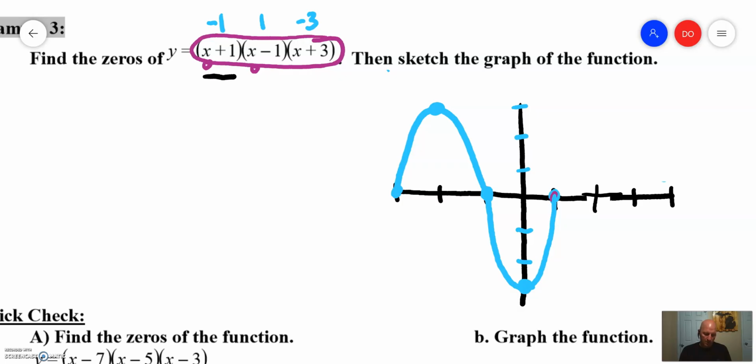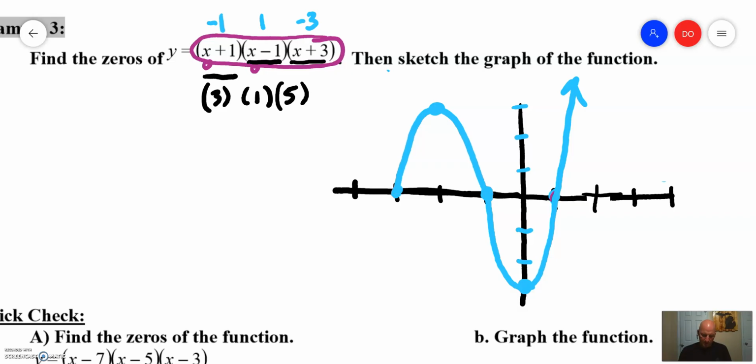So when I plug in 2 to this first binomial, that would equal 3. Plug in 2 to the second, that would be 1. And plug in 2 to the third, and that would be 5. Notice how I'm multiplying all positive values together. Therefore, when I input 2, I'm going to get out a positive, which just means my graph's going to continue upward. Then let's also plug in a number smaller than -3. So let's plug in -4, just because I want to see what's happening to the graph after the last zero.